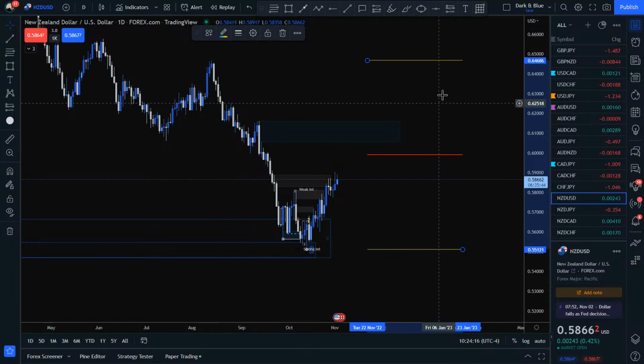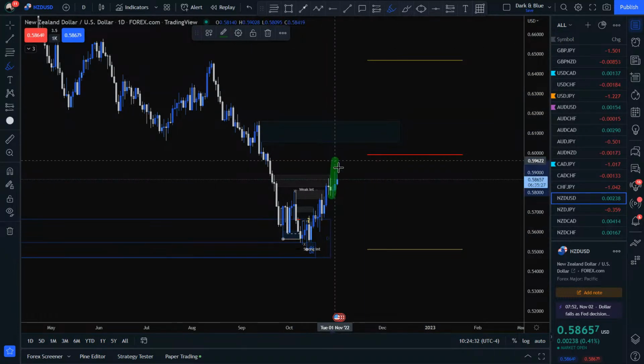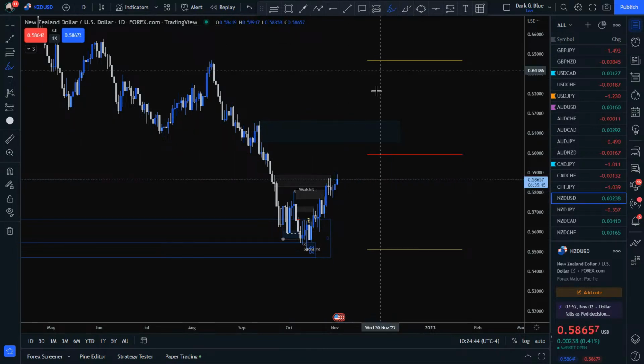So we know premium, discount, equilibrium. We're in discount. This is where you want to take your buys into premium, right? This zone is above the equilibrium. This would be a great place to look for price to chop up to, correct to, and turn over. Price could do this now.